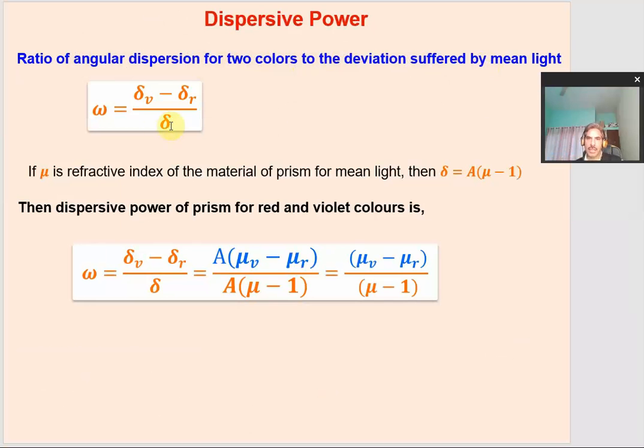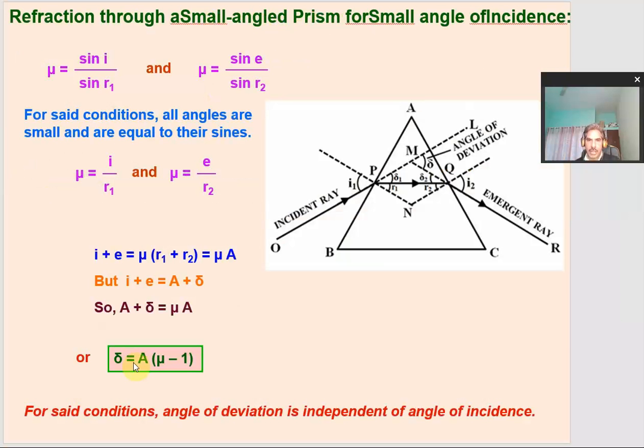So this is dispersive power. We represent it by omega, which is equal to delta V minus delta R, meaning theta, angular dispersion, divided by delta, the deviation which is suffered by the mean light. So if for example mu is the refractive index of the material of the prism for that mean light, then deviation in mean light can be written as delta is equal to A into mu minus 1, which is the same expression as we have discussed earlier here, right?